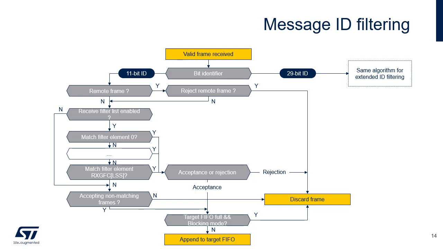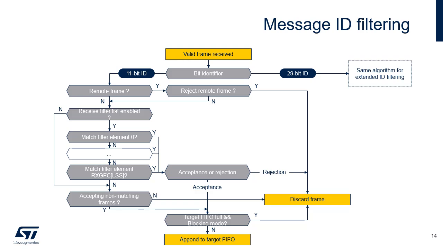If the receiver list is disabled, the filter elements are bypassed. Otherwise, the first matching filter element determines whether the frame will be accepted or rejected. When the receiver filter is disabled or no filtering elements have matched, the frame is either accepted or rejected.